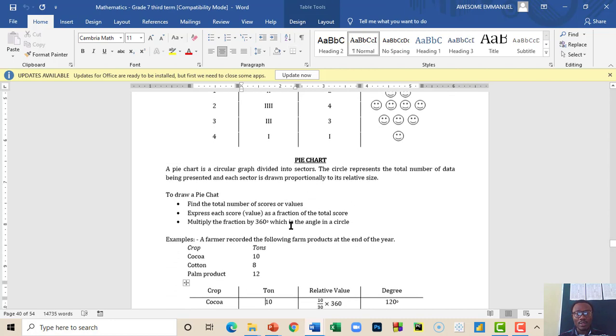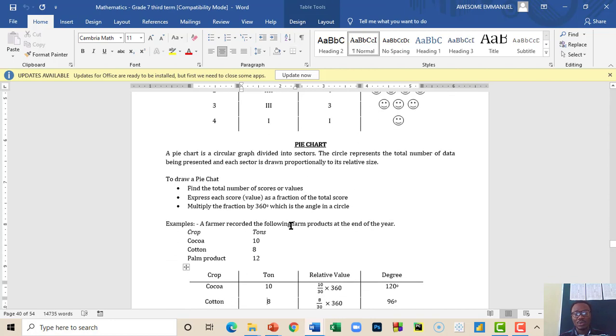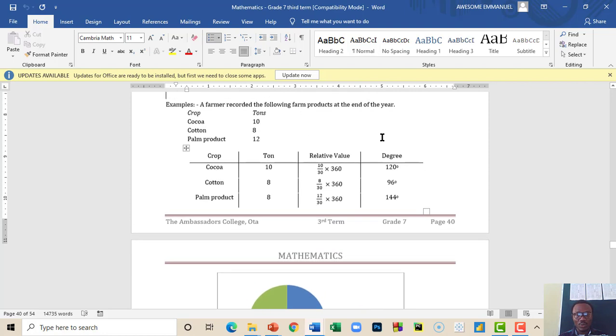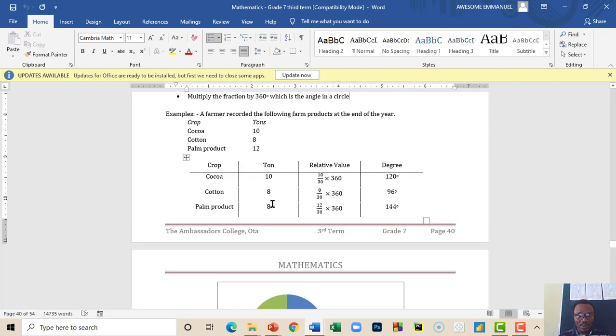Now, the next item when it comes to data presentation is actually the pie chart. Now we use pie chart to represent data in a sectorial form in a circle. So to actually do that is quite simple. What we're going to do is this.